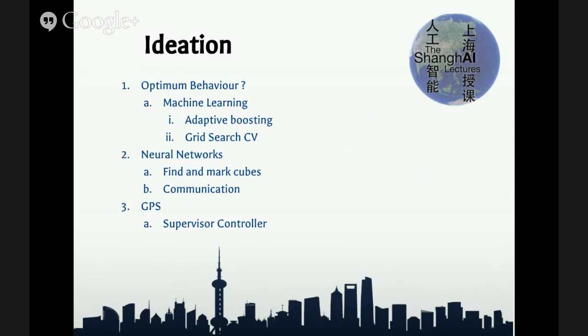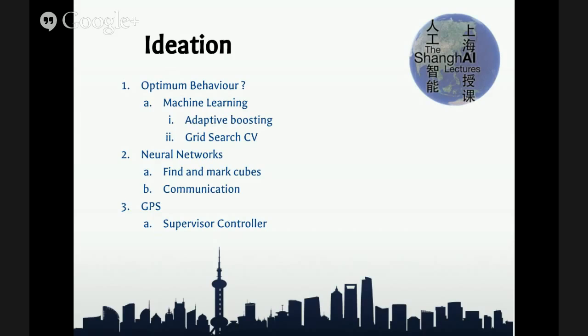So now we will be talking about the initial ideas that we had to solve the problem. First of all, we thought about introducing optimum behavior, and one of the methods that is possible for optimum behavior is to use machine learning. And in machine learning, we thought about using adaptive boosting and grid search. Adaptive boosting is based on changing the weightage of each parameter with each iteration. Suppose in the first iteration, we have some parameters and their weights which support the result. These parameters will be decreased in the next iteration, and vice versa for the parameters which are decreasing the result.